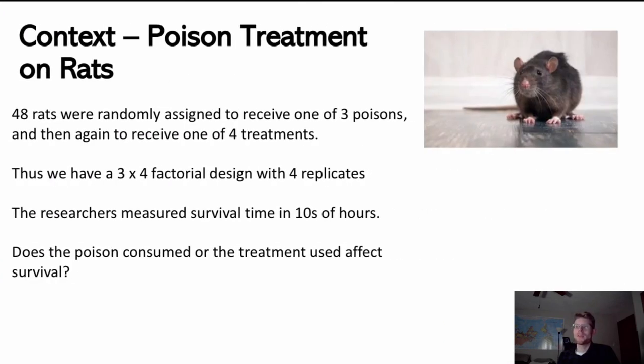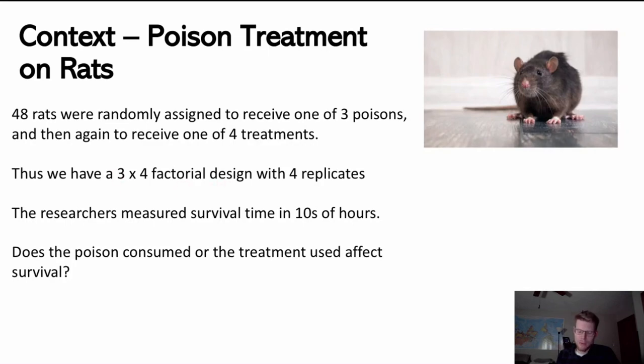So let's look at this in context. I'm going to use the context of the problem used in the book for part of this section. So let's say we're doing an experiment and we have 48 rats being randomly assigned to receive one of 3 poisons, and then again randomly assigned to receive one of 4 treatments. And we'd like to know which combination of treatments and poisons seems to result in the longest survival for these rats. This is what's called a 3x4 factorial design.